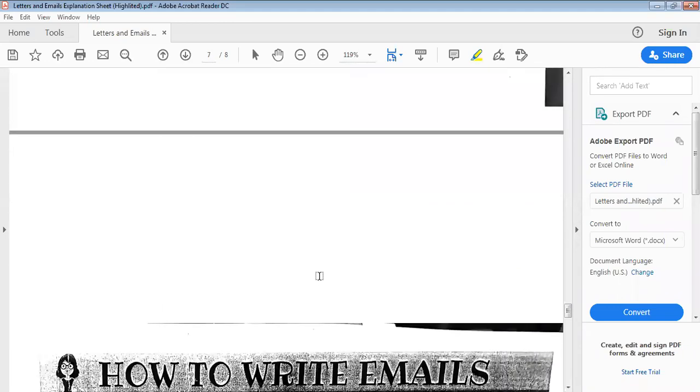What about emails? Emails are not that different from letters. They're practically the same. The difference is you send them electronically. Okay? A letter is written on a paper, but the email is not written on a paper. The email is sent electronically via mail. Okay?